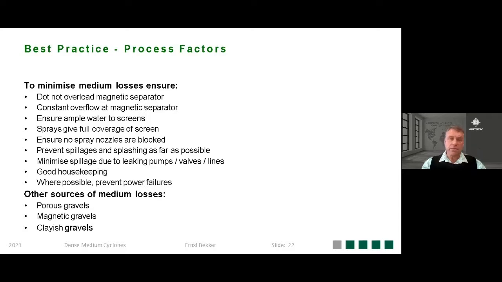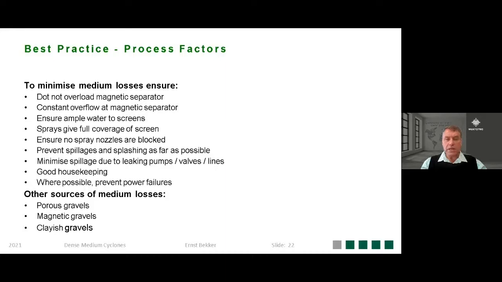You need that constant overflow of the magnetic separator. Enough water on the screens. Make sure that the spray is covering the whole screen. Again, you sometimes go to plants, you talk to people about this, they say, yes, I understand. You go into the plant and you see the screens, the spray is not operating correctly. Make sure that the spray nozzles are not blocked. And some of the water that is coming from your magnetic separator effluent is being recycled back into the process. And sometimes there's large particles present that can block the spray nozzles.